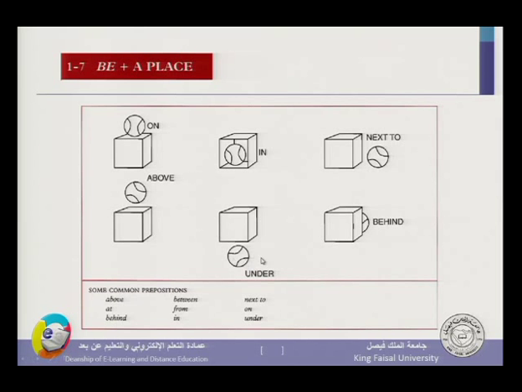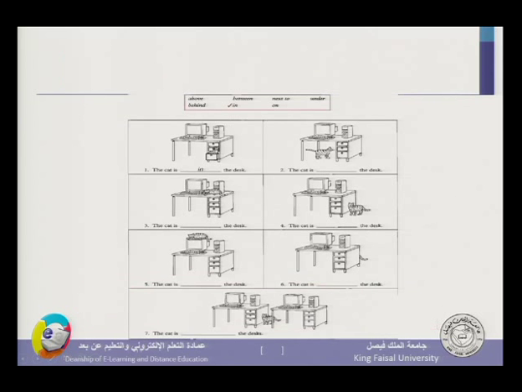If these are two balls, I should say balls. The balls are under the box, right? Behind the box. Okay? These are places to know how to talk about places. So we have more here. Let's try to make sentences.